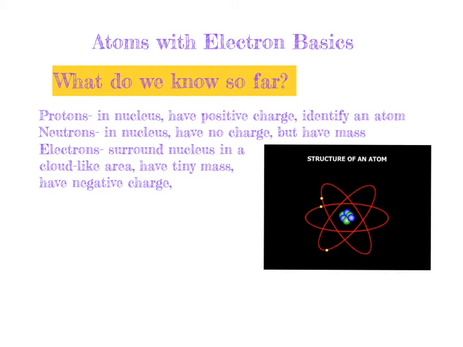Then we have the electrons, which surround the nucleus in a cloud-like area. They have a tiny mass. They are a tiny, tiny, tiny portion. They have so little mass that when we look at the mass of an atom, we just kind of ignore what mass they bring. And we know that they have a negative charge, and this negative charge is very, very important for bonding. So keep that in the back of your mind of how important electrons are going to be when we talk about bonding.